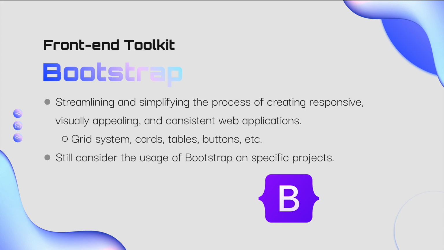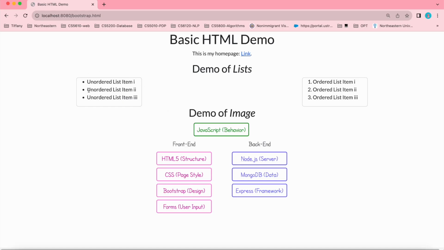Here I applied a card container to wrap the two lists and used the grid system to make them each occupy half of the screen vertically. While Bootstrap provides a lot of convenient and ready-to-use features that can make the process of styling HTML much simpler, it is essential to use it thoughtfully and consider whether it's the right tool for a specific project.